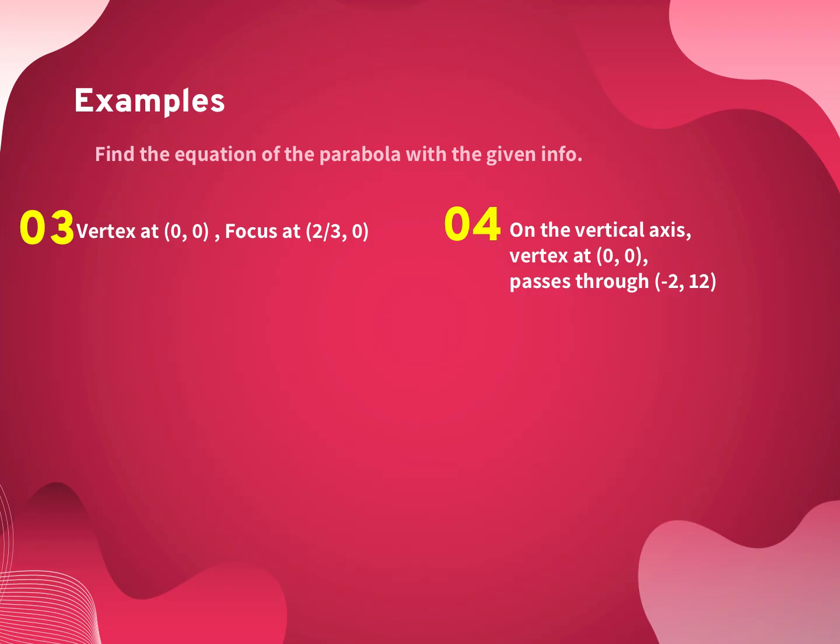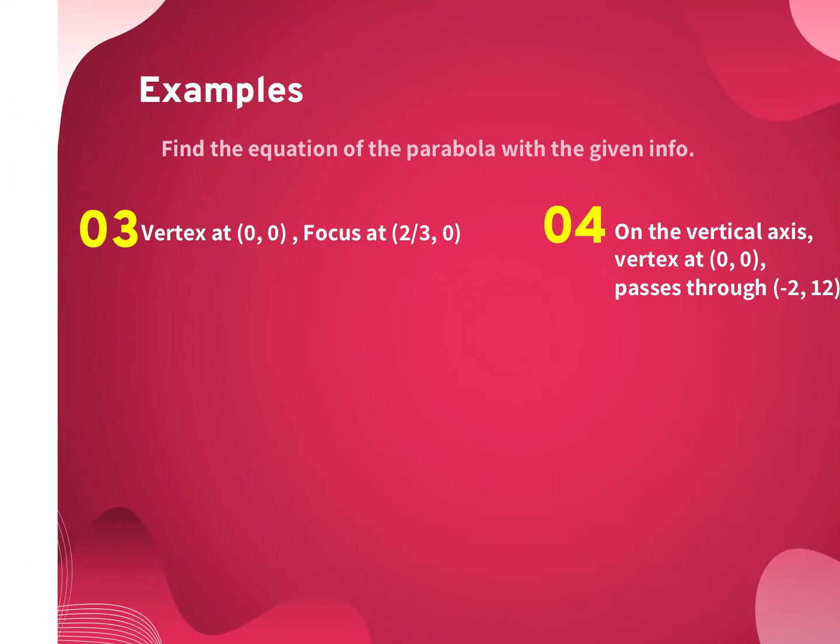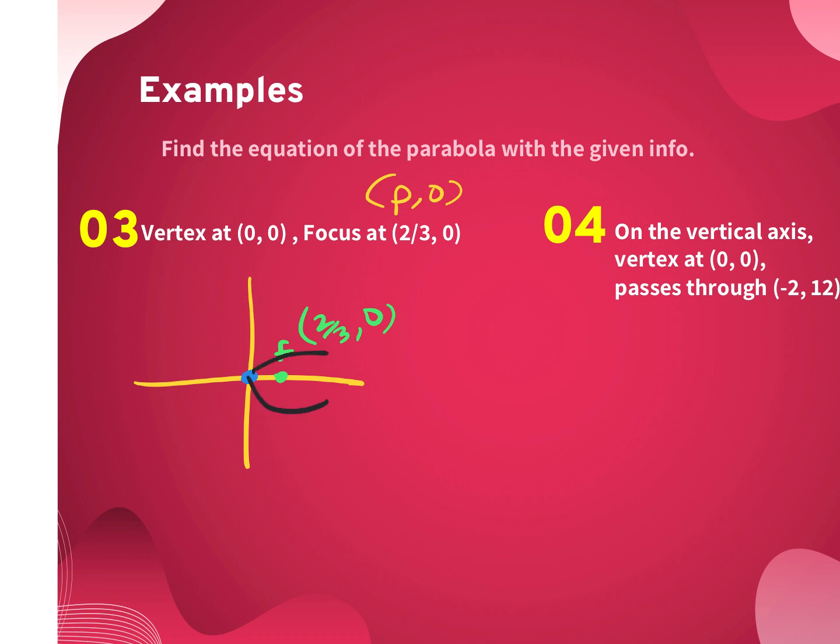All right, so for the next one, again, it always helps to give myself a visual. But again, since the vertex is at 0, 0, this is your p-value. And this is also going to be the distance that the vertex is from the focus. So if I graph it, my vertex is at 0, 0. My focus is at 2/3, 0. I can put it here. Focus, 2/3, 0. And again, your parabola surrounds it.